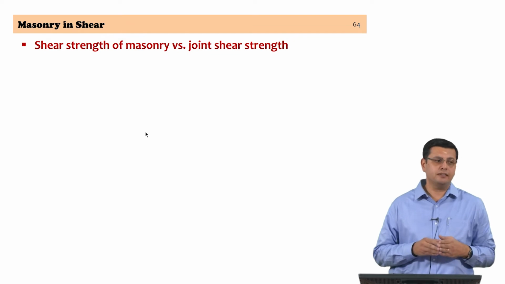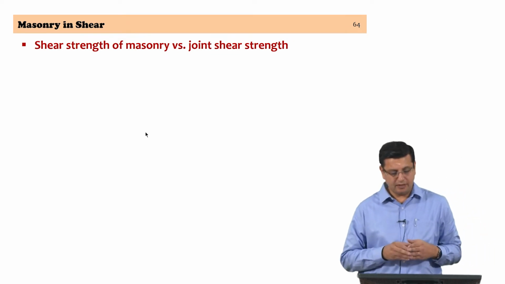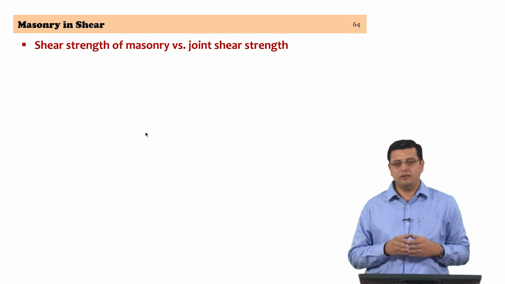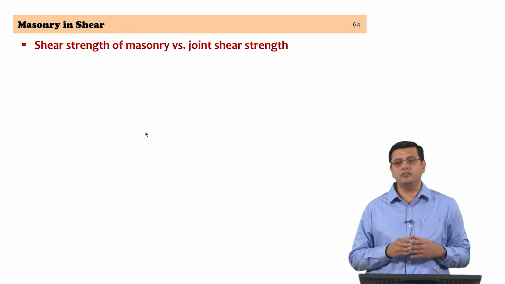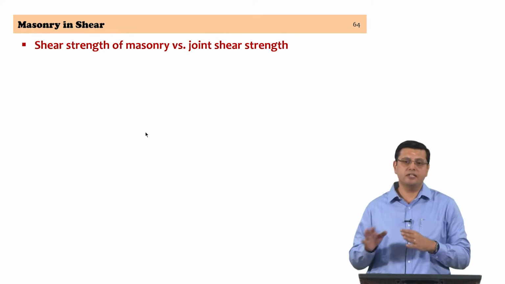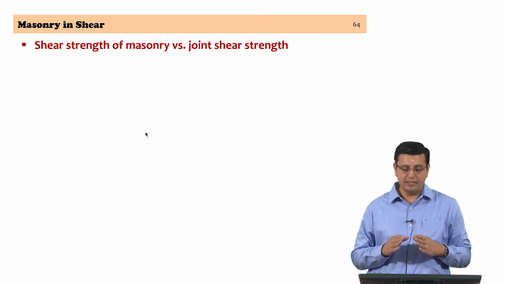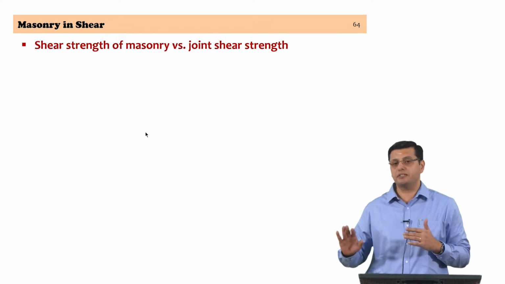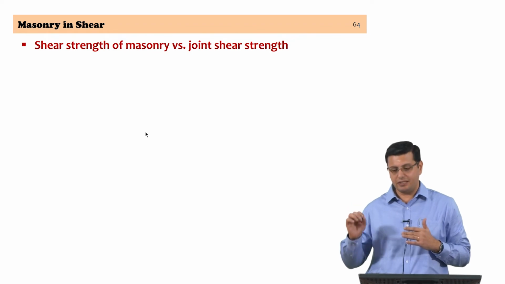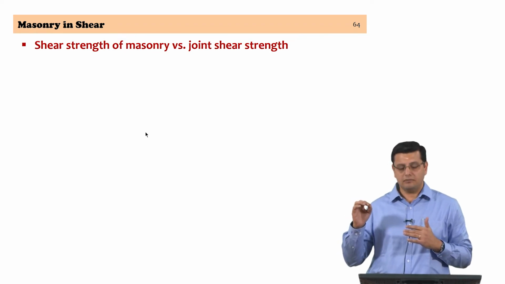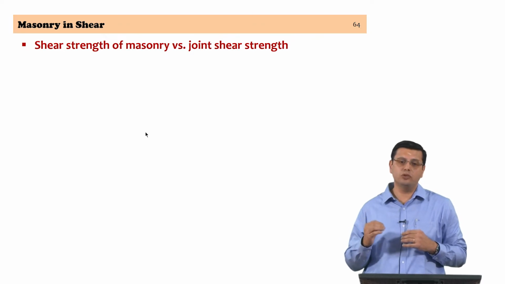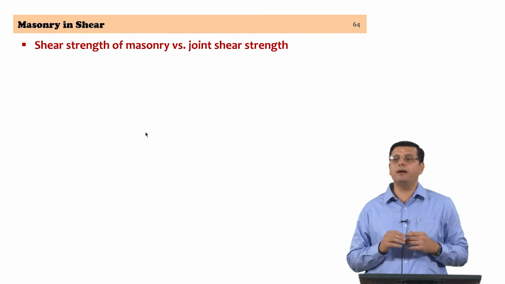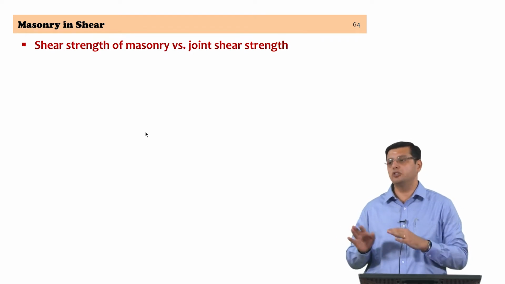A fundamental aspect that you need to keep in mind is that when you are examining the shear strength of masonry, you will have to distinguish it from the joint shear strength. The joint shear strength deals with the bond between the unit and the mortar. So, the joint shear strength establishes the strength present in shear between the unit and the mortar. The shear strength of masonry is affected by the joint shear strength, but is not the joint shear strength.